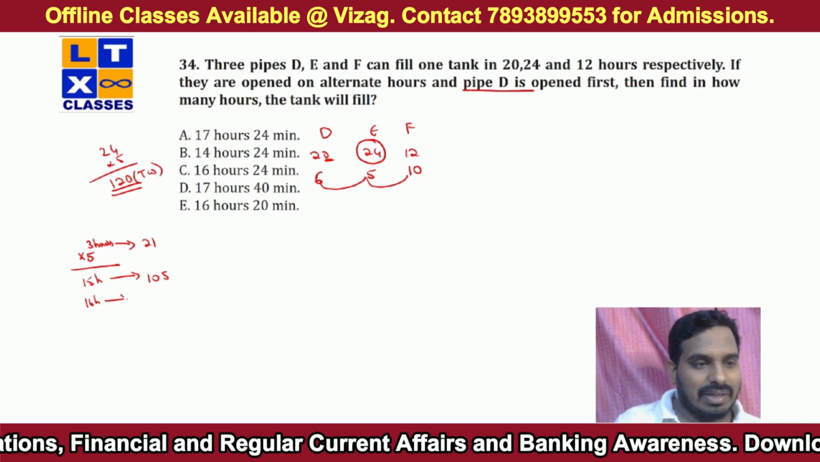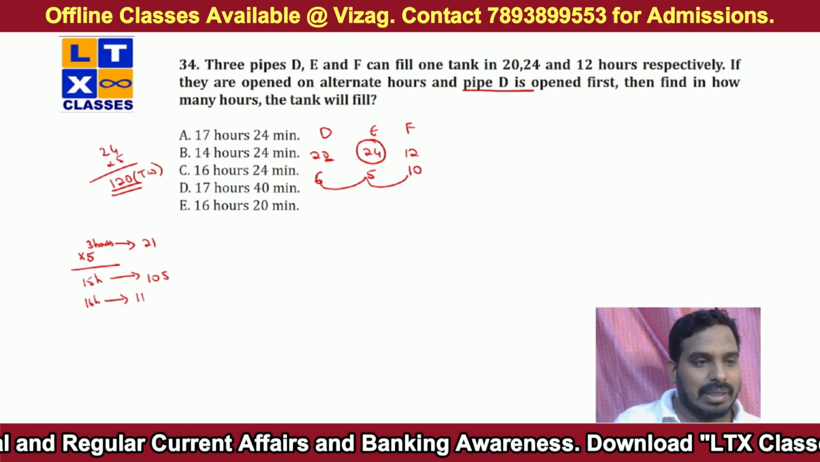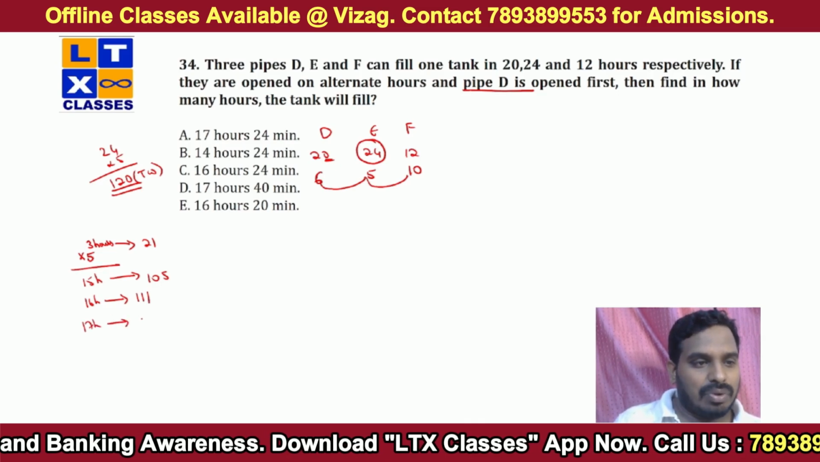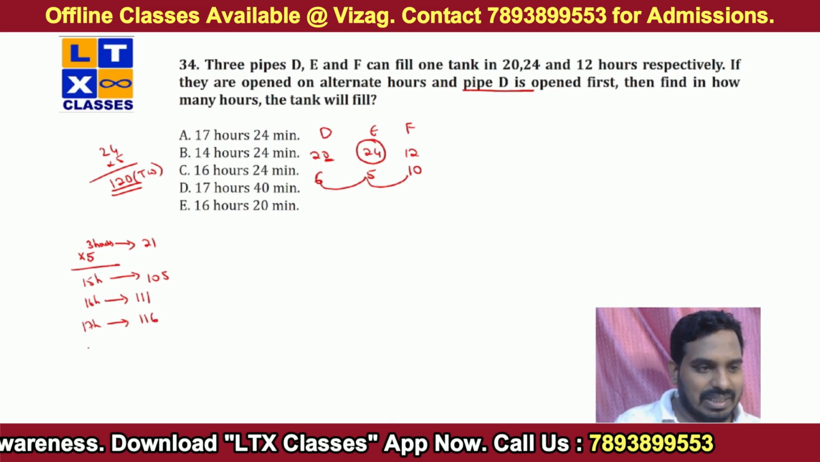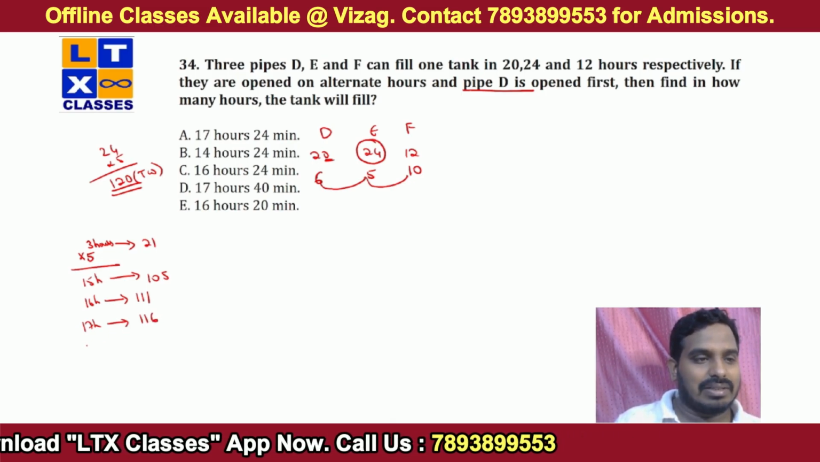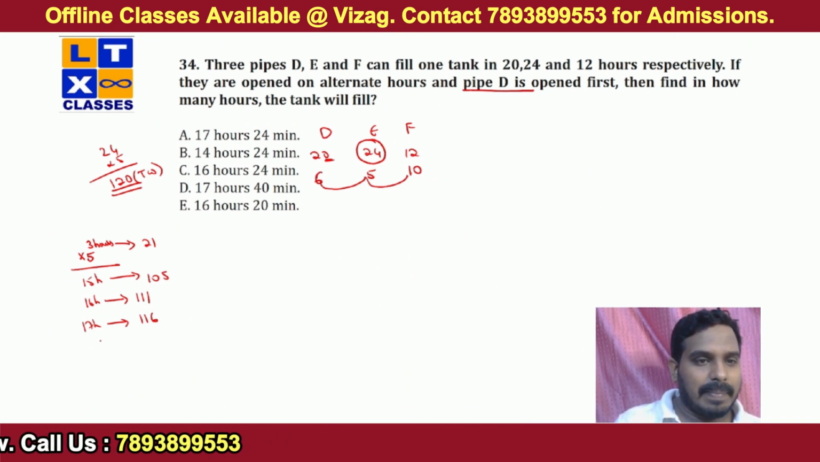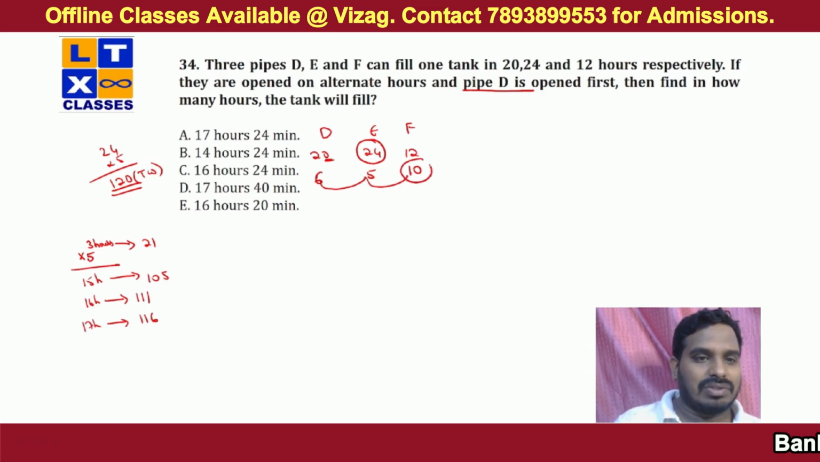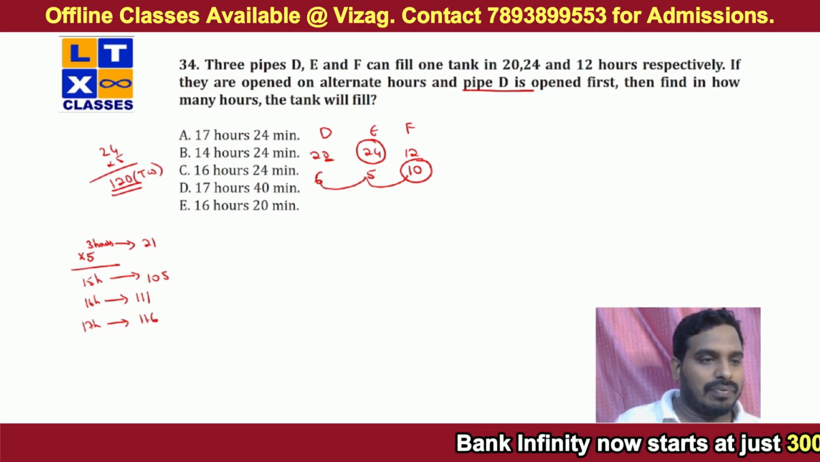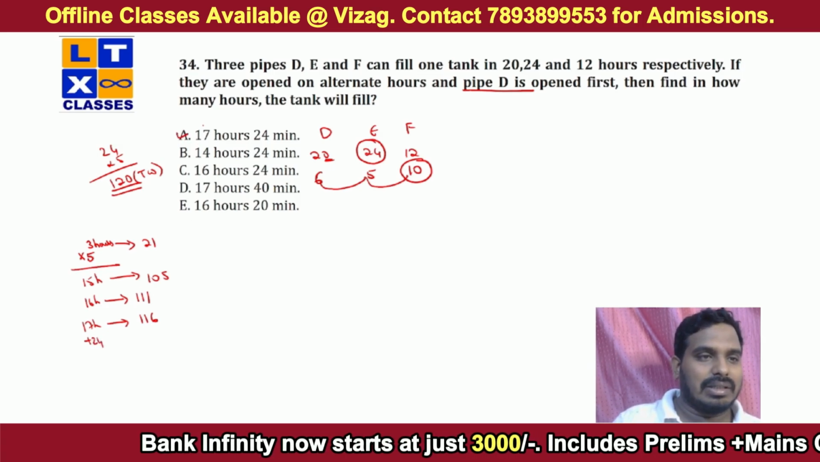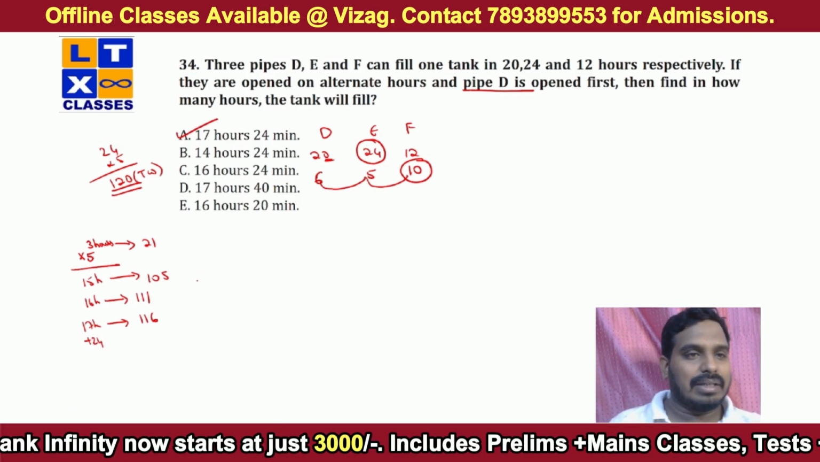So in the 16th hour, 6 more units of work will be completed, which is 111. And in the 17th hour, 5 more units of work will be completed, which is 116. And in the 18th hour, I need not have my 18th hour completely, right? Because only 4 units of work is being completed and F has to work now. So 4 out of 10, which is 0.4. So 0.4 is nothing but 24 minutes. So 17 hours plus 24 minutes, right?